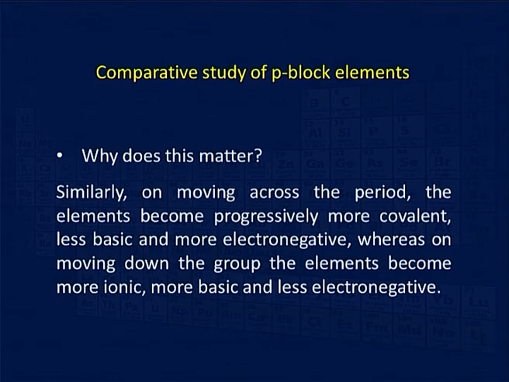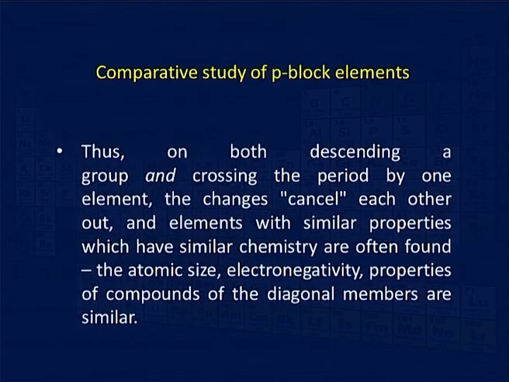Whereas, on moving down the group, the elements become more ionic, more basic and less electronegative. Thus, on both descending a group and crossing the period by one element, the changes cancel each other out, and elements with similar properties, which have similar chemistry, are often found.